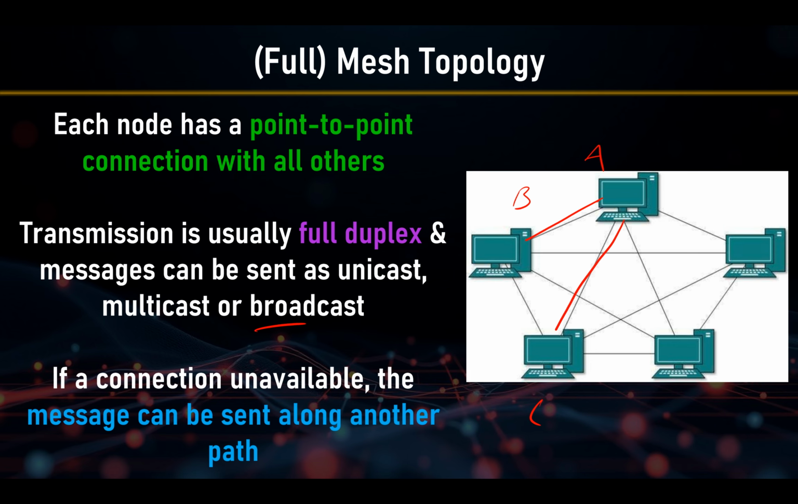If a connection is unavailable, maybe the wire is broken, then the message can be sent along another path. So this is going to make it resilient. Let's say, for example, this one, D. If A wants to send to D, but let's imagine this wire is broken, then either it can send it to this one first, then send it here, or you can send it to this one, then this one. Obviously there are many different routes.